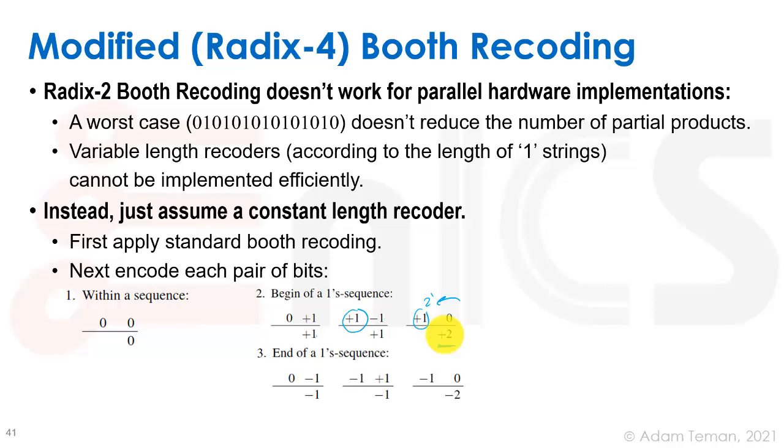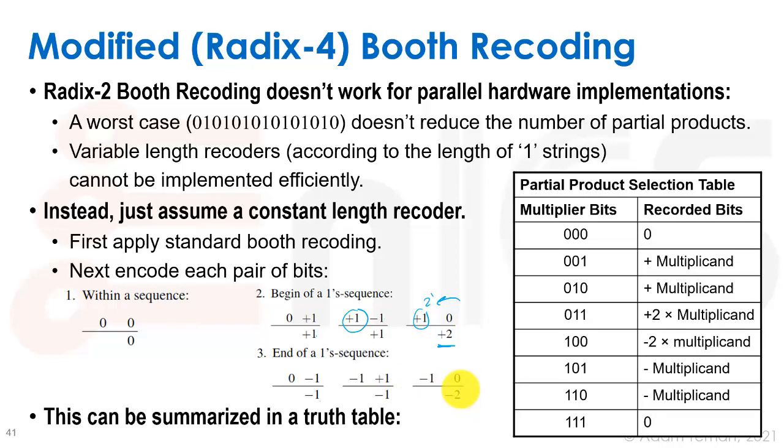Okay, what about an end of one sequence? So if we have 0 minus 1, that's going to take 1 off of the result. Minus 1 plus 1, that's going to take off 2, and that's going to add 1 back, so it's also minus 1. And just minus 1, 0, that's going to take 2, or multiplied by 2, off of the result. Okay, so we can write that in a table. If we have 3 zeros, it's recoded to 0. If we have 0, 0, 1, we add 1. If we have 0, 1, 1, we add 2.